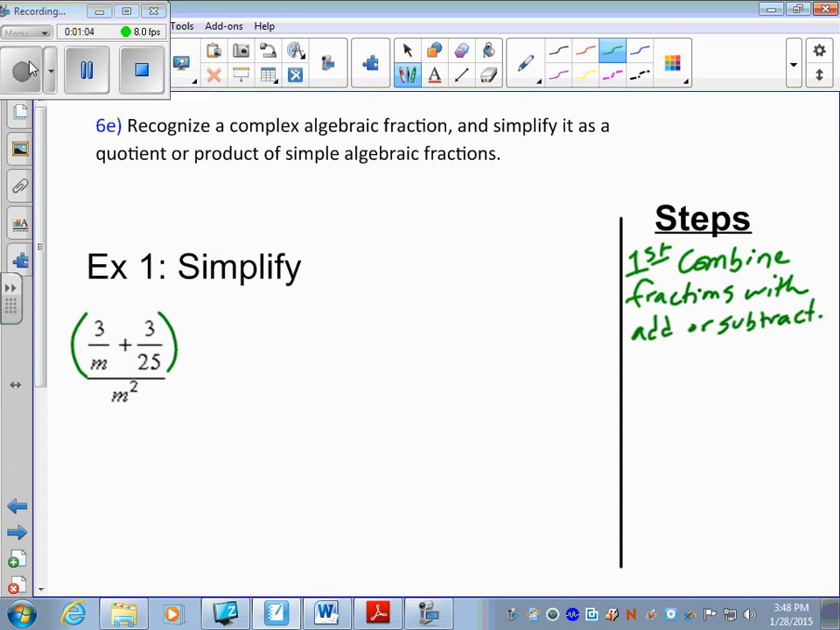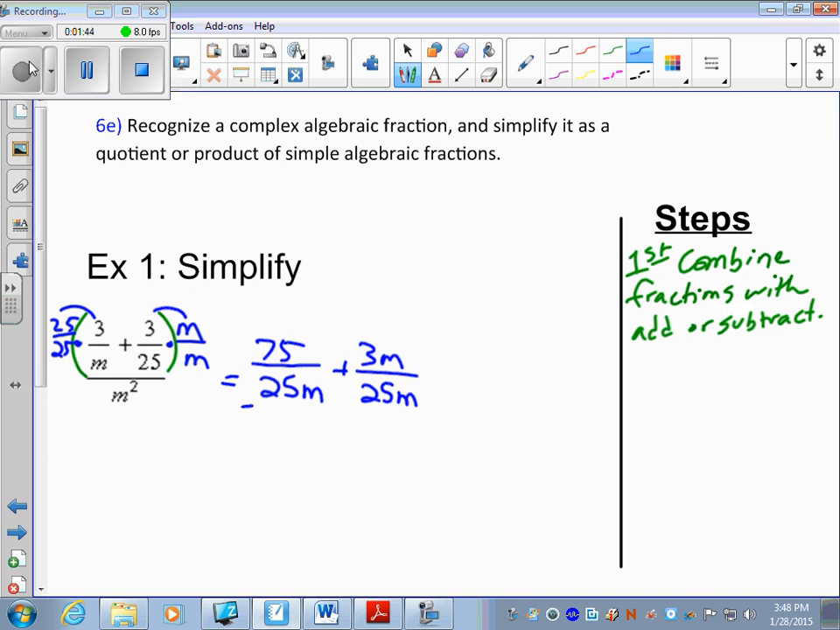To combine these, we learned earlier in chapter 6 that to combine two fractions, you have to have like denominators. So the left fraction, just to make this easy, I multiply numerator and denominator by the second fraction's denominator. The second fraction, I multiply by the first fraction's denominator. Now I'm going to rewrite this. So I have 25 times 3, 75, over 25 times m, which is just 25m. I have 3 times m, 3m, over 25 times m.